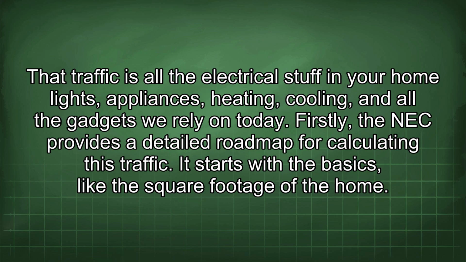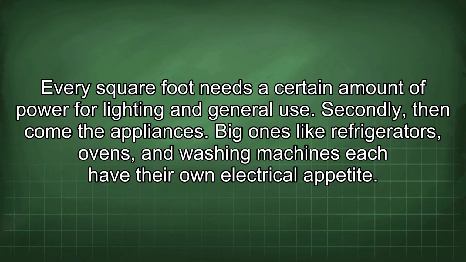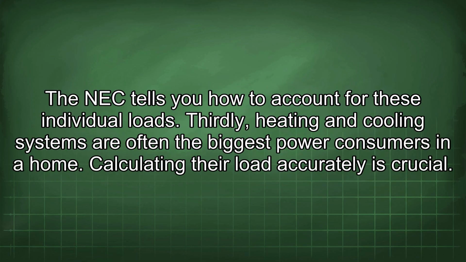It starts with the basics, like the square footage of the home. Every square foot needs a certain amount of power for lighting and general use. Secondly, then come the appliances. Big ones like refrigerators, ovens, and washing machines each have their own electrical appetite. The NEC tells you how to account for these individual loads.